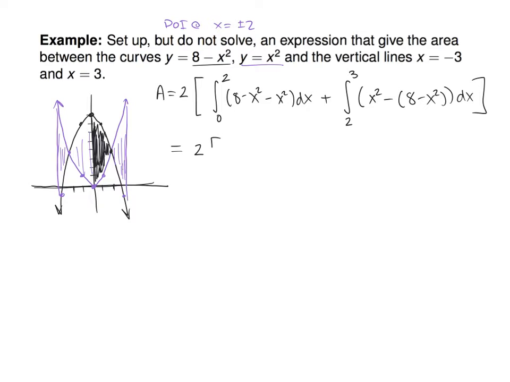So that's 2 times the integral from 0 to 8. 8 minus 2x squared. Oh, yeah, 0 to cube root of 8. 0 to 2, thanks. Plus the integral from 2 to 3, and what's inside that integrand? 2x squared minus 8.